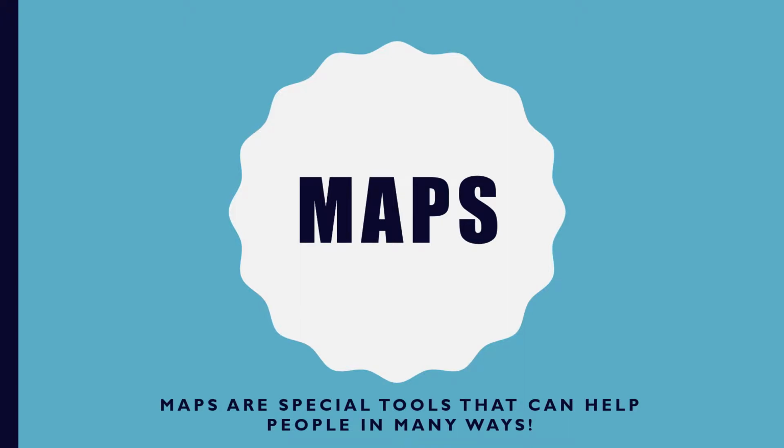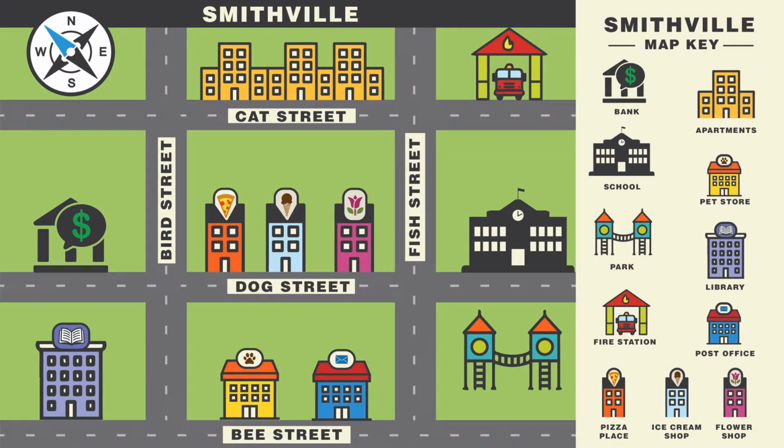Maps. Maps are special tools that can help people in many ways. Today we are going to learn all about maps and how to read them. People use maps for many reasons. For example, somebody may need directions to the library.